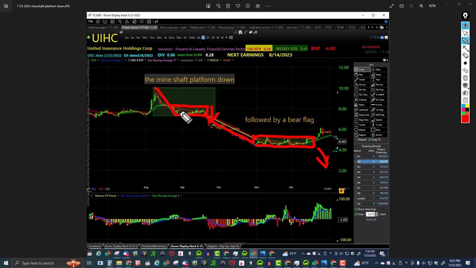There's the bear flag mine shaft platform down into another bear flag right there. So there's two examples there of bear flags, and this is a mine shaft where it comes down into the next one. So let's pick up the next one here.